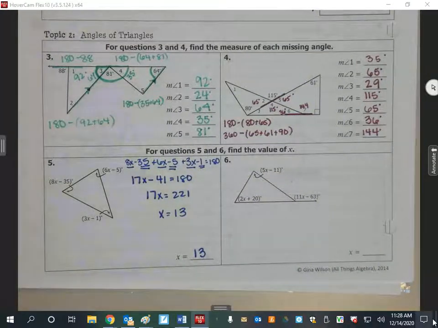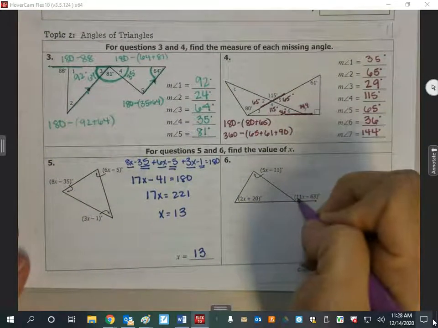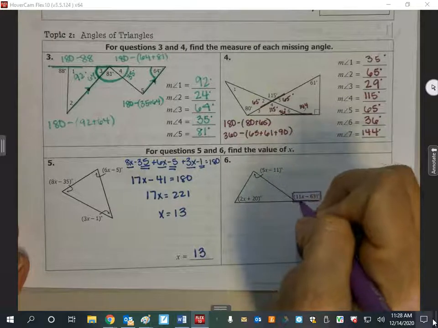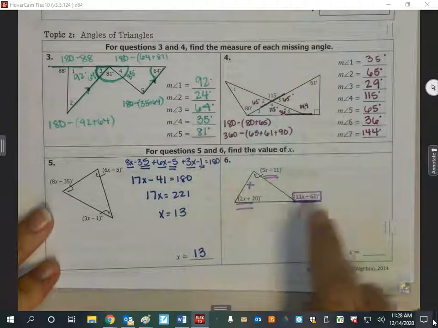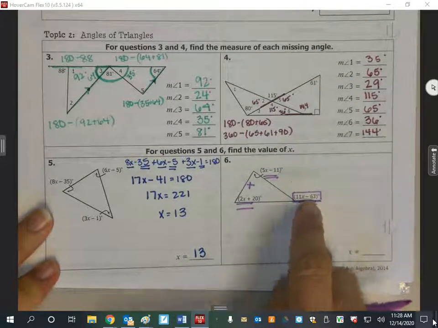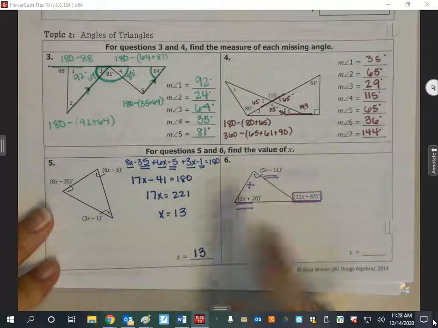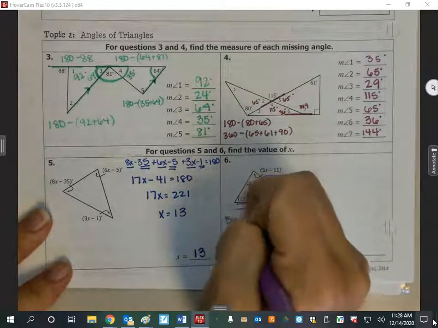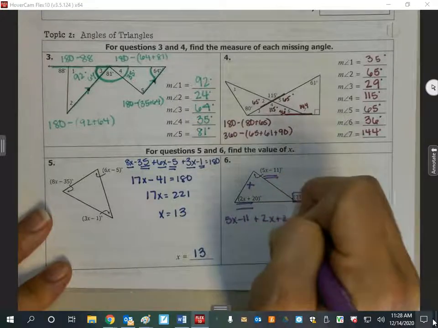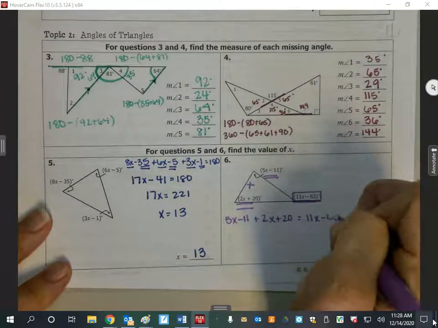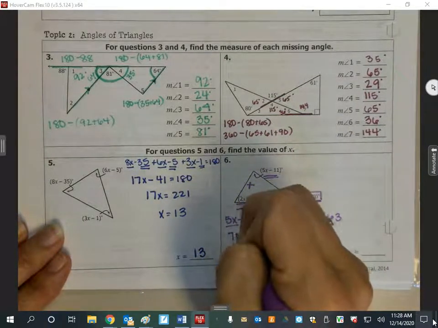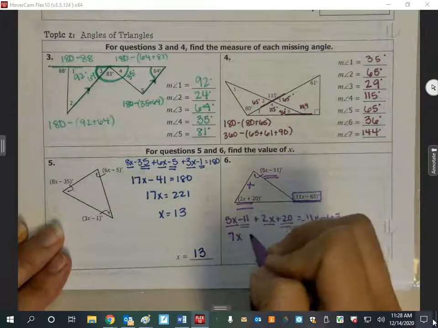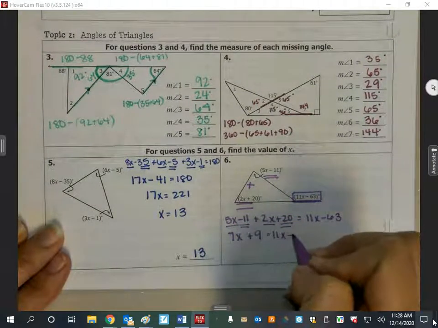All right, now let's do the next one. So you'll remember that when you have an outside angle, it is equal to the remote 2 inside angles added together. So this angle, 11x minus 63, is equal to these 2 angles added together. So 5x minus 11 plus 2x plus 20 equals 11x minus 63. Combine my like terms. 5x plus 2x is 7x. Negative 11 plus 20 is plus 9 equals 11x minus 63.